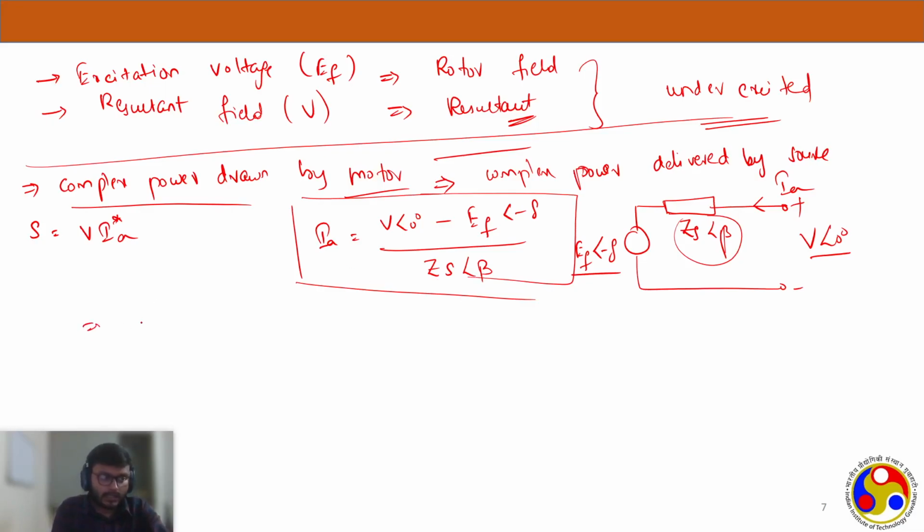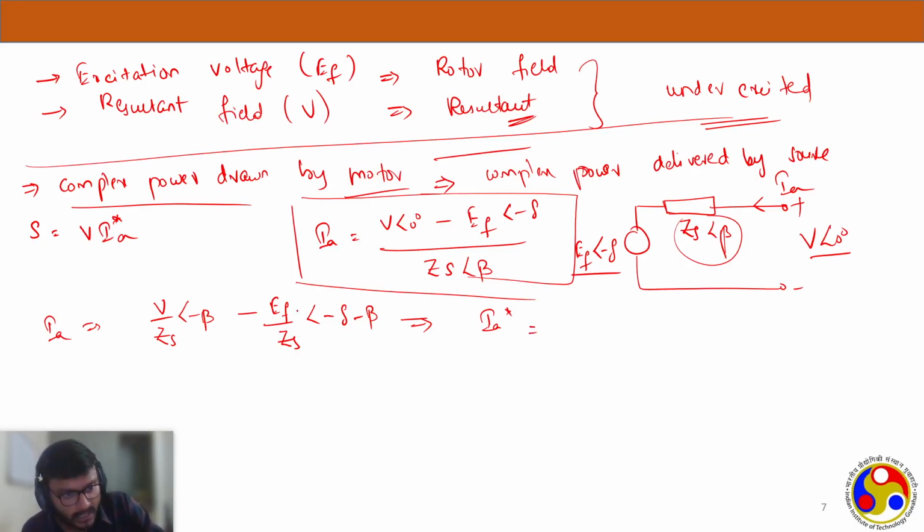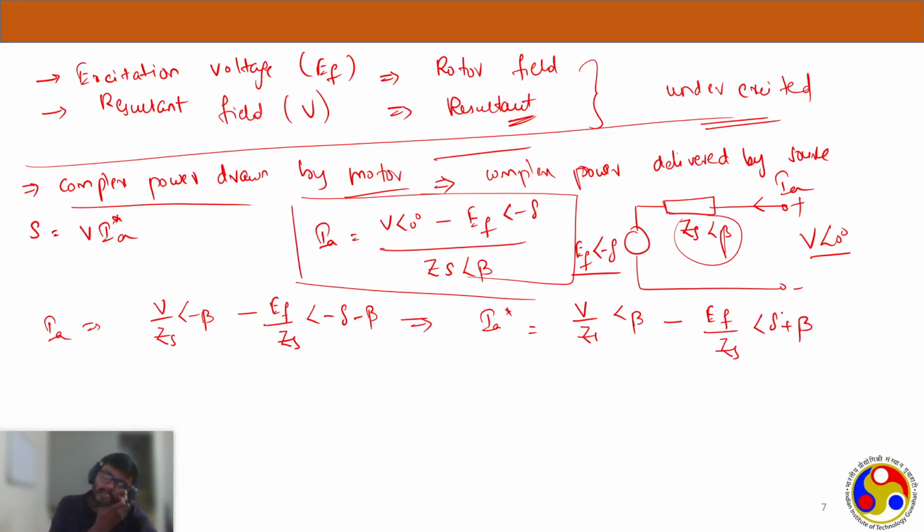Okay, now we have got this. Now if you simplify it, V by Zs at an angle of minus beta minus EF by Zs at an angle of minus delta minus beta. So this is what IA is. Now what do I need? IA star. IA star means complex conjugate. Take the negative of the angle here. V by Zs at an angle of beta minus EF by Zs at an angle of delta plus beta. So the minus will be cancelled out from both.